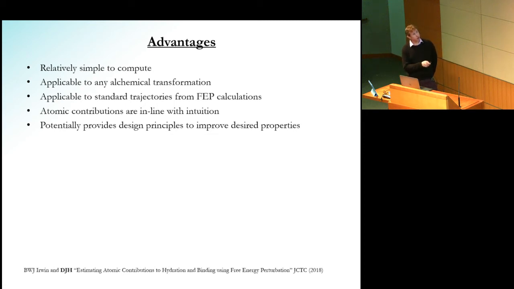There's more work to do, but this potentially provides design principles to improve desired properties. You could think about which groups you might want to change in a ligand to improve the contacts. If you want to remove a hydrogen bond because you've got too many hydrogen bond donors, which one is the one to remove? Which one should you target? So it gives you some design principles to work from.